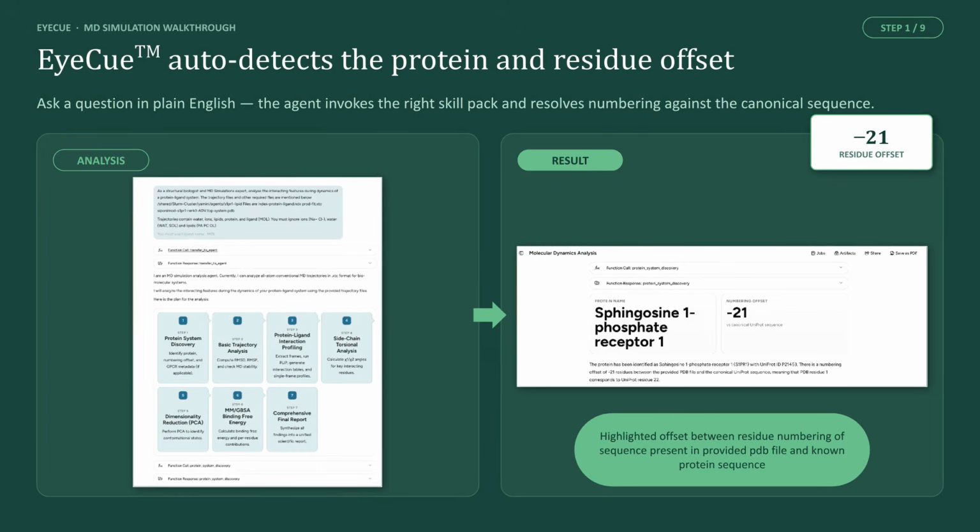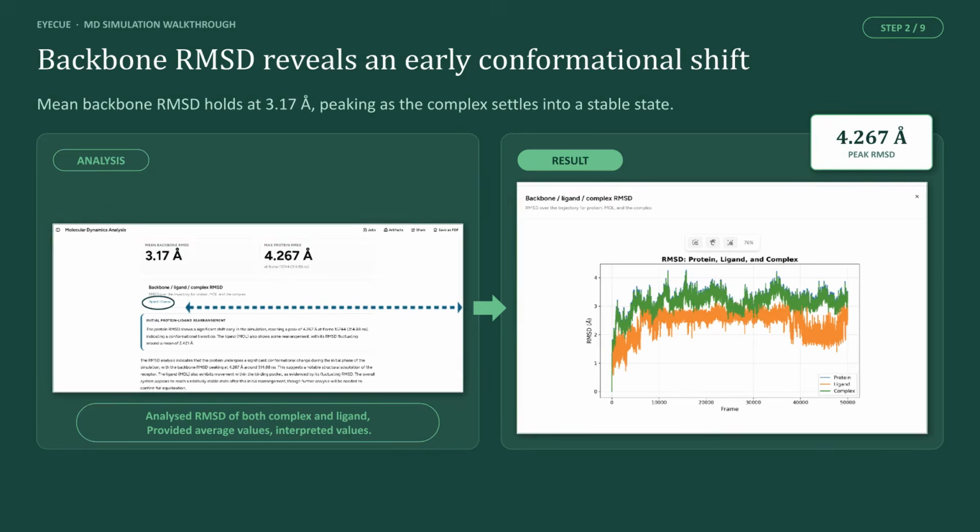We started by providing the path to MD trajectories for the ligand bound protein. The objective was to understand and quantify the interactions between protein and the ligand. The relevant skill is invoked, files were located, and the agent started by querying the PDB file. It highlighted that the sequence in the PDB file, when compared to the actual UniProt sequence, is showing an offset of 21. Then it moved to basic trajectory analysis to understand fluctuations in protein and ligand through RMSD calculations.